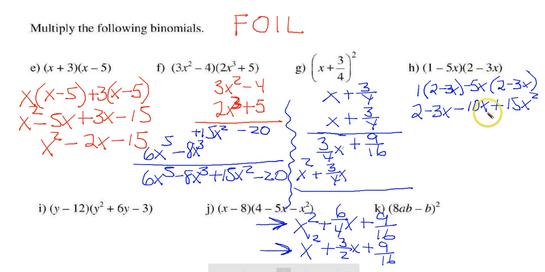Now we have like terms in the middle. So 2 minus 13x plus 15x squared. Now they often ask you to write this in descending powers, but this should be satisfactory as well. And that's how they have it listed below. All right, let's go on.